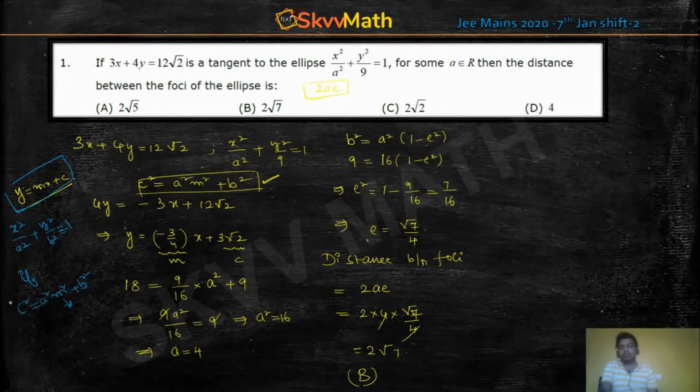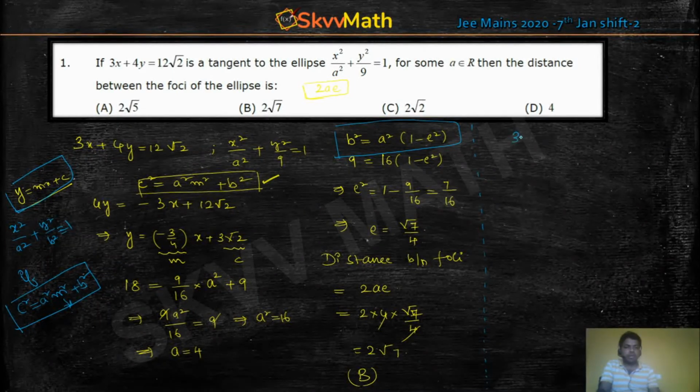So the important formula we used in this is c² = a²m² + b², and one more formula you must know to solve this is b² = a²(1 − e²). Now, other than this, if you don't remember c² = a²m² + b², what can you do?